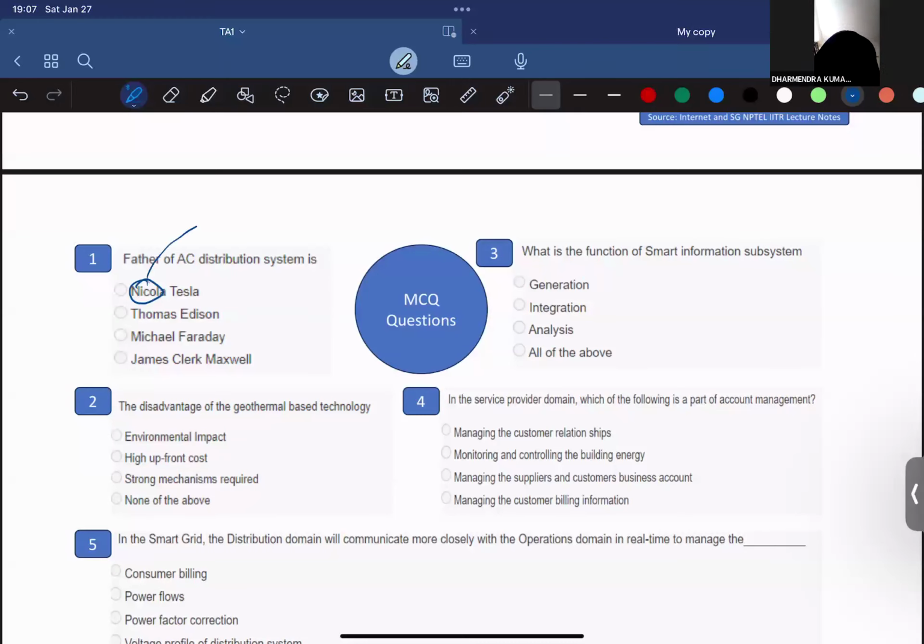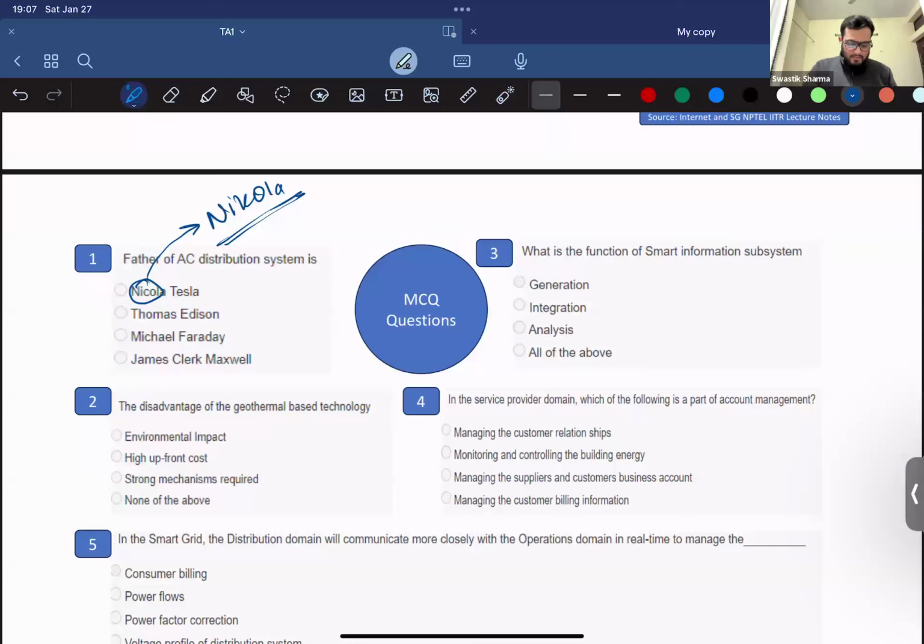This should be Thomas Edison. Thomas Edison is the father of DC distribution. He would be very angry with you right now. Yeah, so it's Nikola Tesla who was the father of, sorry, AC. Okay, sir, sorry. Yeah, no worries, no worries.